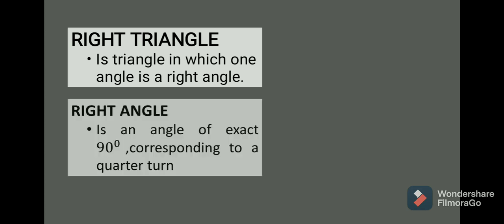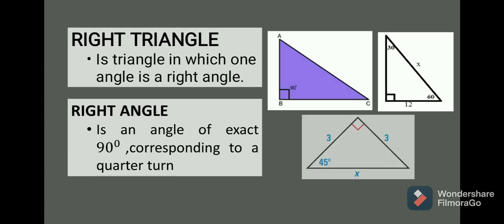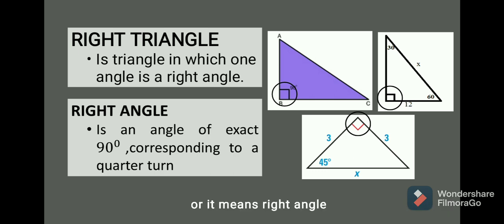A right triangle is a triangle in which one angle is a right angle. A right angle is an angle of exactly 90 degrees, corresponding to a quarter turn. These are examples of right triangles. As we can see, all of these triangles have a square in one angle, which means it measures exactly 90 degrees, or it is a right angle. Every triangle with that is a right triangle.